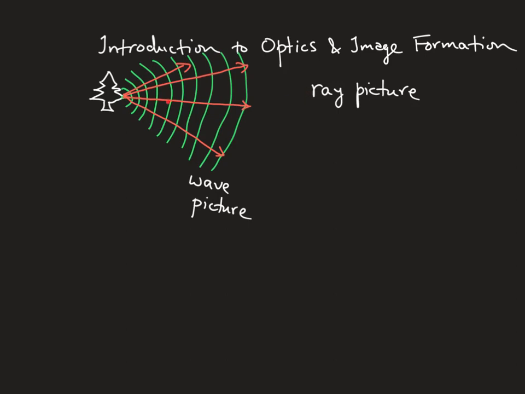Right. So I can think of each of those rays as tracing which direction the light's going. Let me go back to my pen. There's a ray. Okay.